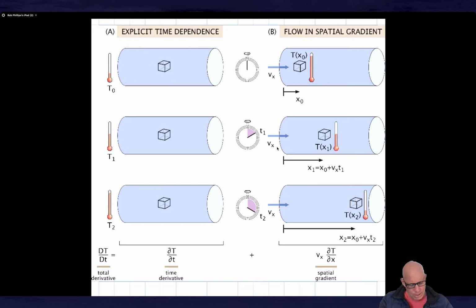But let's consider a different experiment or situation. Let's consider a steady state gradient. What I mean by that is, let's say that in the flow the temperature on the left is high and the temperature on the right is low.